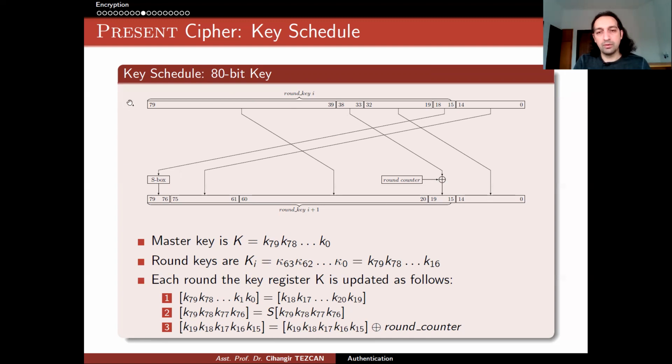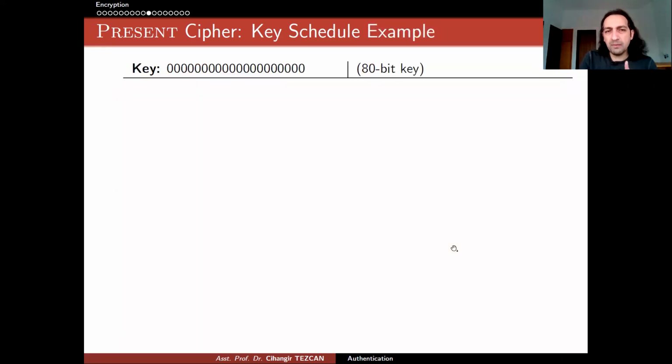So this is your master key. You use the 64 bits here, then update these 80 bits by performing these operations. In the next round you use the leftmost 64 bits, and update it again and again and again. Let me show you a concrete example.